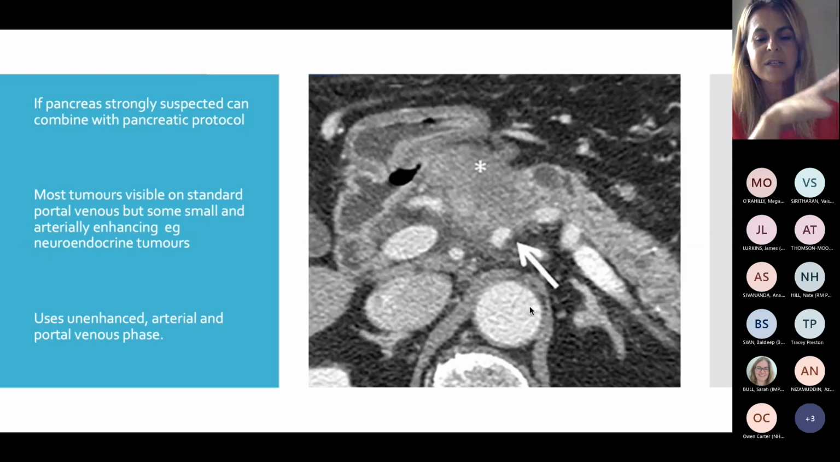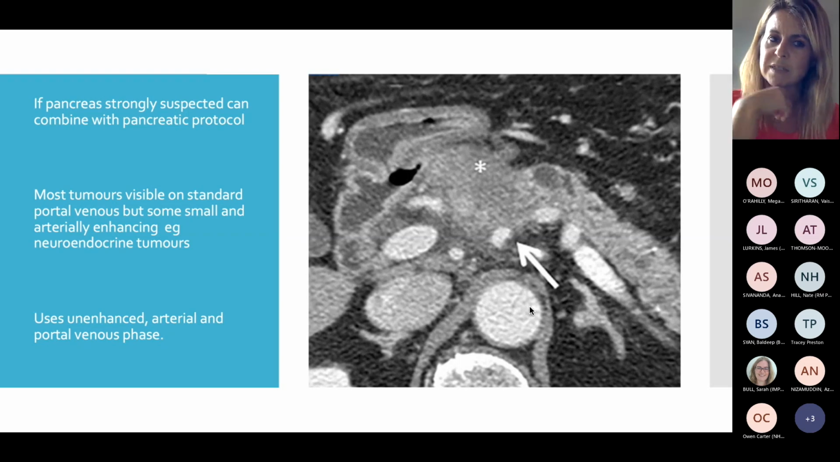So there are certain situations where we may want to tailor the protocol or request something slightly different. Pancreatic cancer being one of these. So most pancreatic tumours will be picked up by a standard portal venous phase CT, and this is an example of one of those when they're big and obvious and causing secondary things. So here you can see a large mass with the asterisks centred on the head of the pancreas.